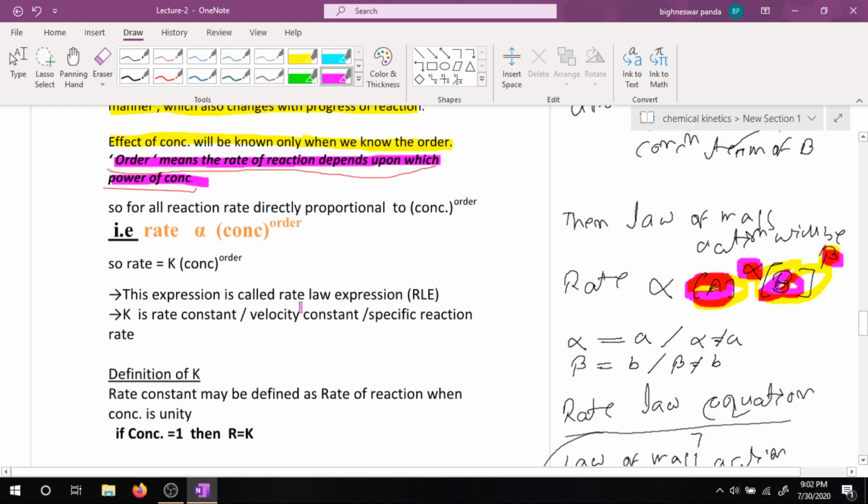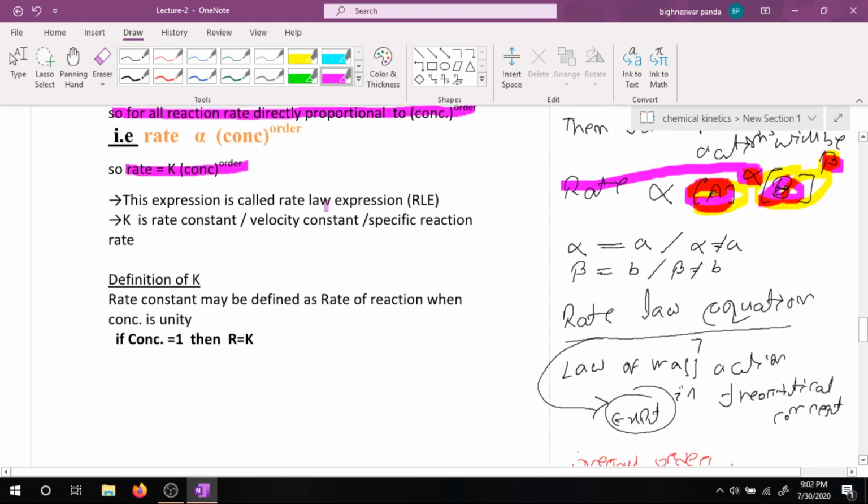So for a general reaction, I can write rate directly proportional to concentration to the power order. For this reaction, rate is directly proportional to A to the power alpha, B to the power beta. By removing proportionality, I can write rate is equal to K into concentration to the power order. This expression is called the rate law expression. K is the rate constant, or velocity constant, or specific reaction rate.